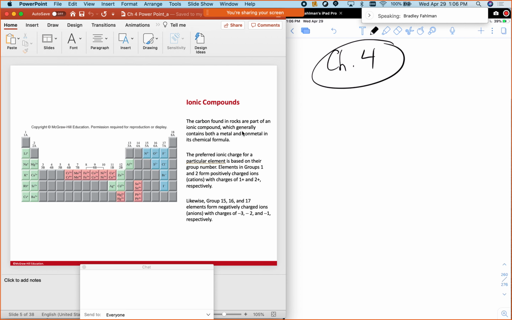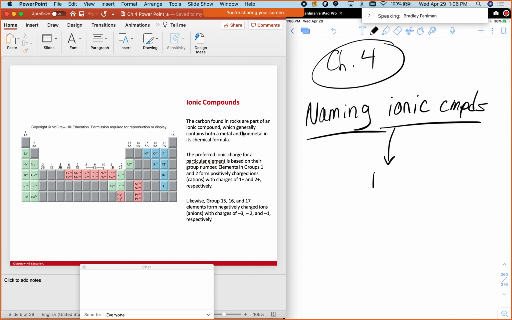And so the big first content piece was related to naming. Last day, on Monday, we talked about naming hydrocarbons and molecular compounds, non-metal with non-metal. Now it's going to be ionic compounds. And so that's a metal plus non-metal or more. Okay.